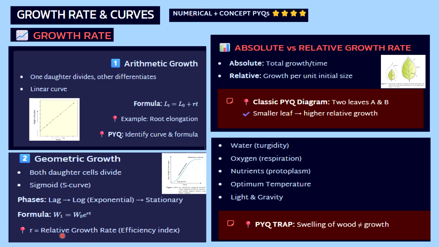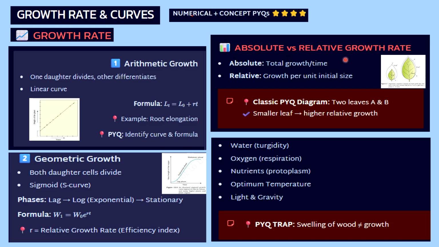They can give efficiency index instead of the relative growth rate and ask numericals based on it. And another point: why, in the stationary phase, is the growth declined? It is because the nutrients get depleted.